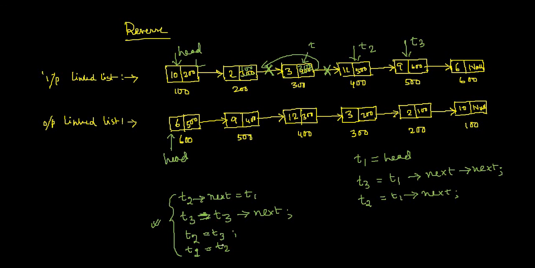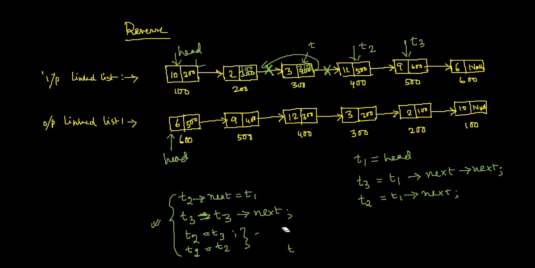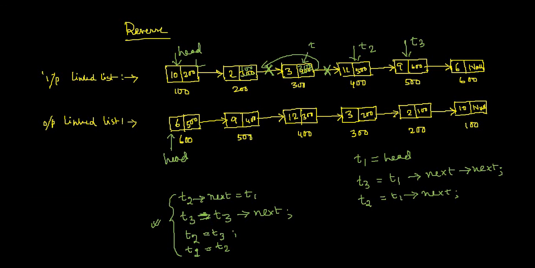Oh, I have a mistake. I'm sorry. The mistake is that when you write T2 equal to T3 and then you write T1 equal to T2, basically you can combine them as T1 equal to T3. So T1 cannot be T3. That means I have a mistake. I should first write T1 equal to T2, then T2 equal to T3, then I can traverse.